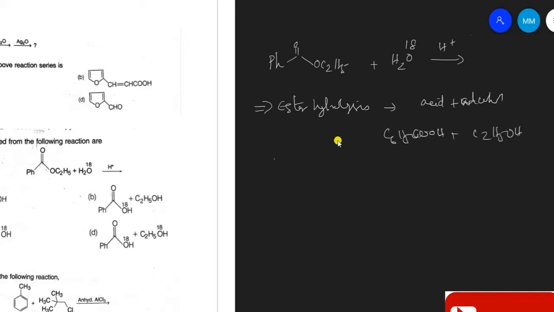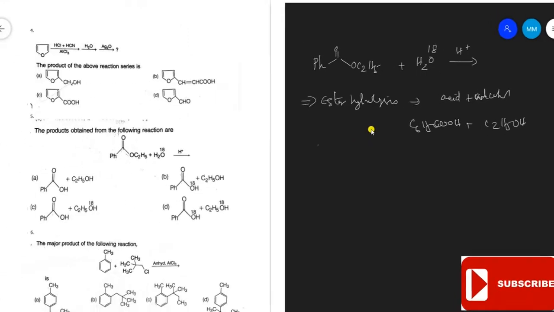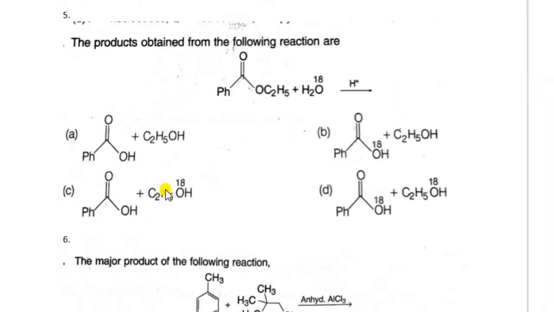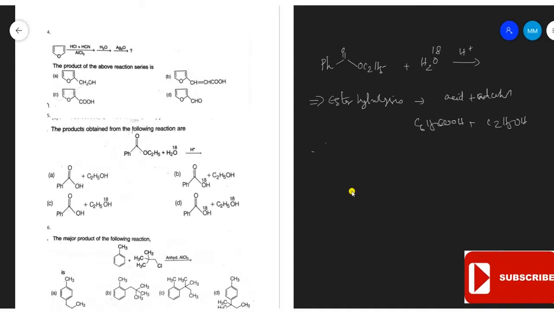Benzoic acid and ethanol are given in all the cases. The enriched oxygen is placed in the acid part. In this case, the enriched oxygen is not present in either the alcohol or the acid. What is the concept? The ester cleavage is acyl cleavage.